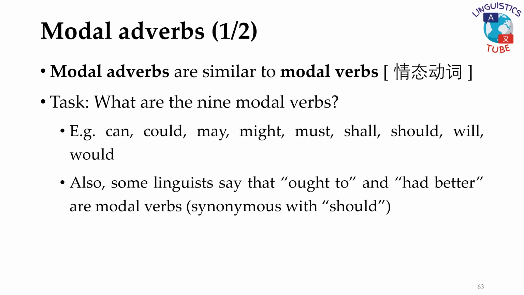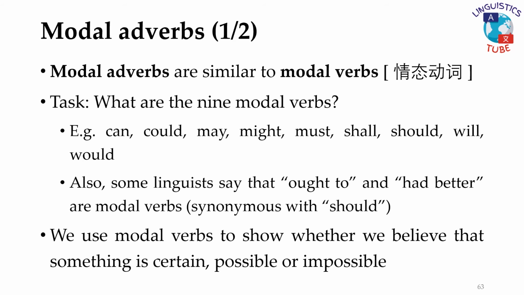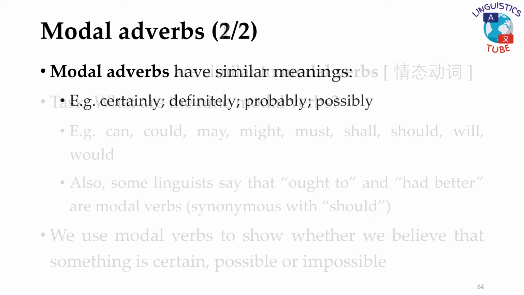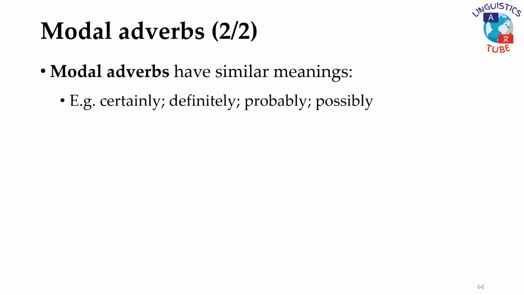The main modal verbs are can, could, may, might, must, shall, should, will, would. Also, some linguists say that ought to and had better are modal verbs, but others disagree. So, to compromise, these 2 are called semi-modal verbs. They are synonymous with should. We use modal verbs to show whether we believe that something is certain, possible, or impossible. So, modal verbs show whether something is certain, possible, or impossible.